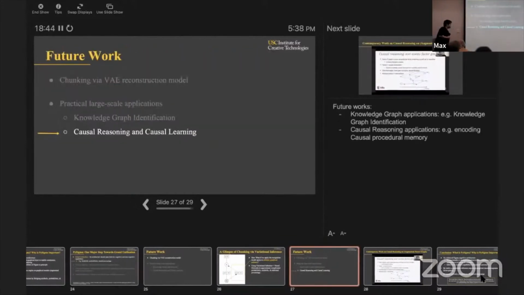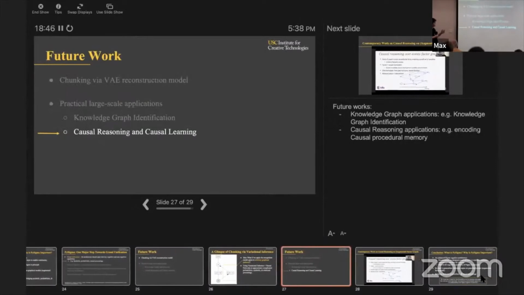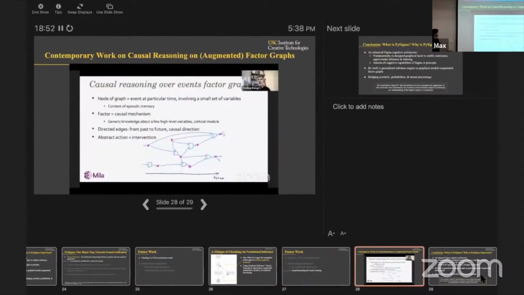The other thing we want to do here is knowledge graph identification and also causal reasoning. Here, allow me to borrow a screenshot from this morning's presentation by Yoshua Bengio. I was surprised this was added so recently, but he's doing some very interesting work on causal reasoning over factor graphs. So I'm really interested to see what comes out of all of that.